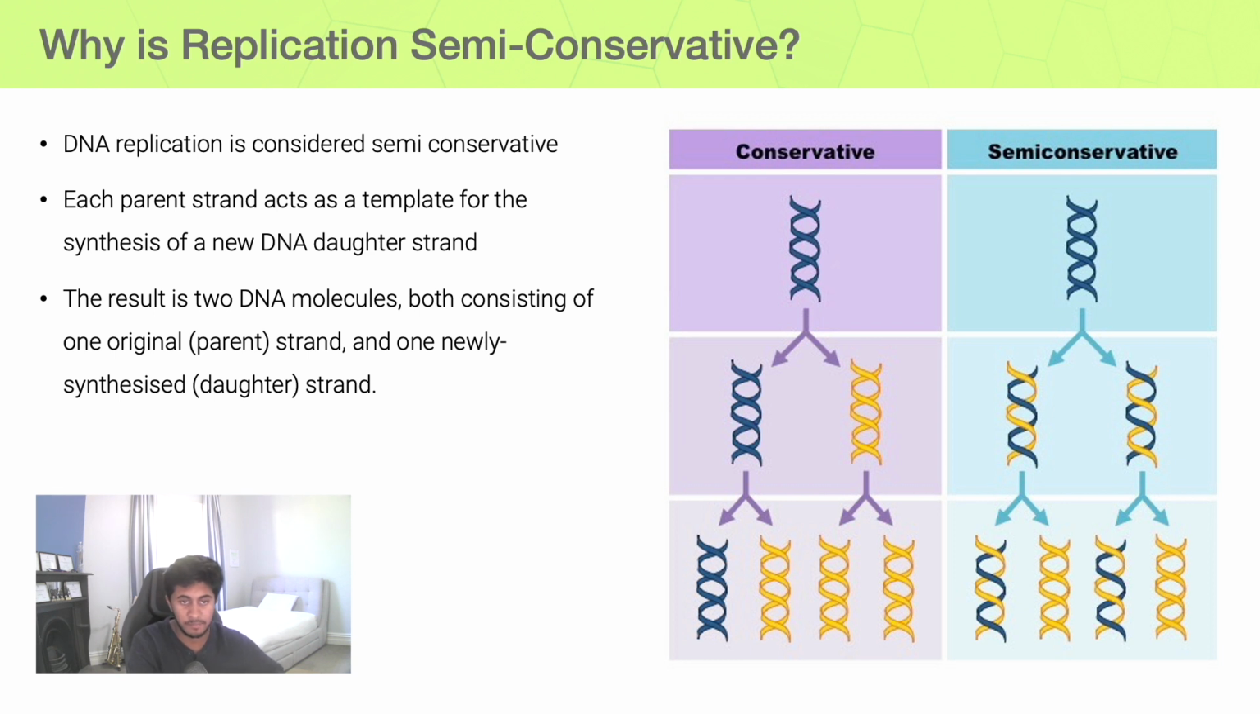and therefore be produced in the newly synthesized strand of DNA. So the result of replication, therefore, is two new DNA molecules that both consist of one original parent strand and one newly synthesized daughter strand. Now this is really important because semi-conservative replication does come up quite a lot. Now that's really all that there is for topic 1.1.